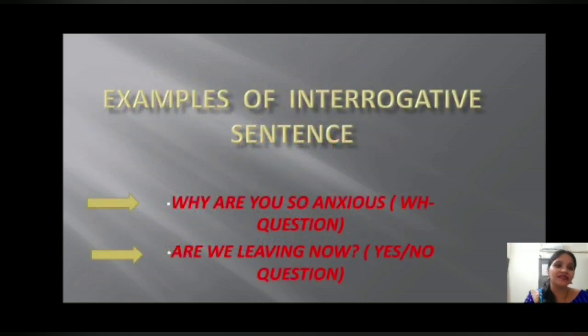Examples of interrogative sentences. The first example, why are you so anxious? This is a WH question because, as you can see, we have used why, which belongs to the WH family. Second, are we leaving now? It's a yes or no question because the answer will be either yes or no. The person who is asked will reply, yes, I am leaving today, or I am not leaving today. So these are the examples of interrogative questions.